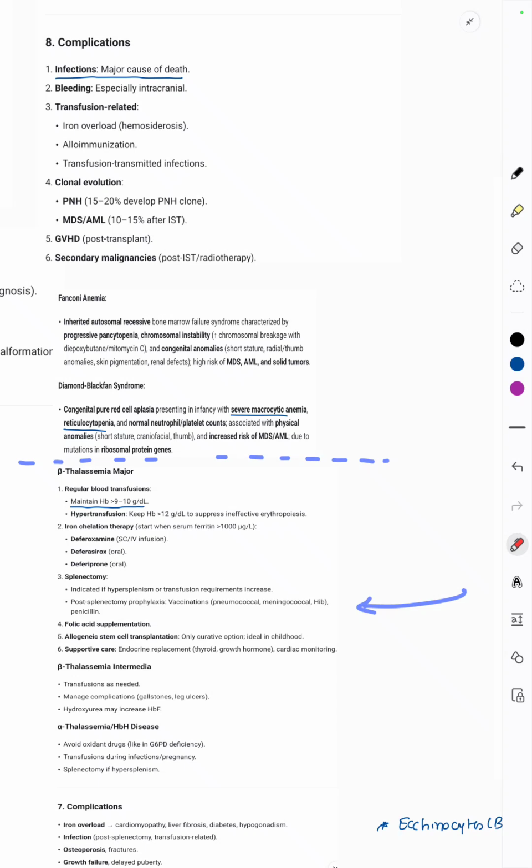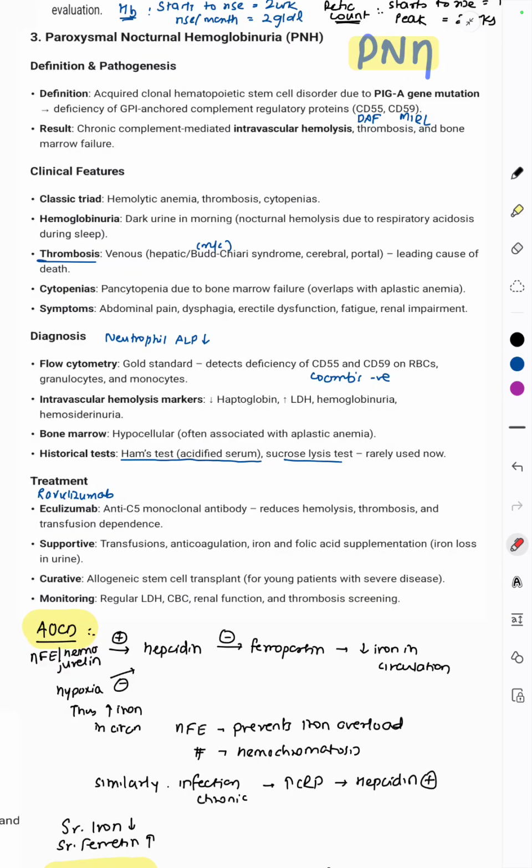Then Diamond-Blackfan syndrome is a congenital pure red cell aplasia, characterized by severe macrocytic anemia and reticulocytopenia, while the WBC and platelet counts over here are normal. There is an increased risk of MDS and AML, just like Fanconi's anemia, and here it is characterized by short stature, craniofacial, and thumb defects. Now, in case of pyruvate kinase deficiency, there is a presence of echinocytes, that is burr cells.